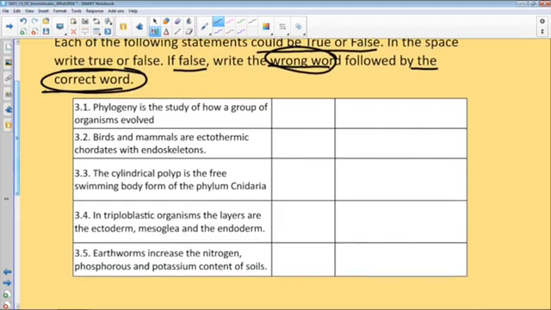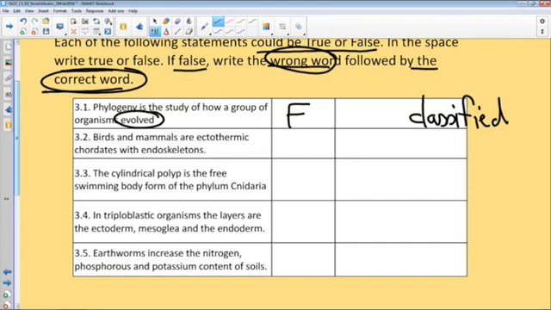So phylogeny is the study of how groups of organisms evolved. Now I know that evolution is the study of how groups of organisms have evolved. So that's definitely going to be false. The incorrect word there is evolved, and the correct word should be classified. So I'm just going to write the correct word as being classified. So that's quite easy. Let's look at the next one.